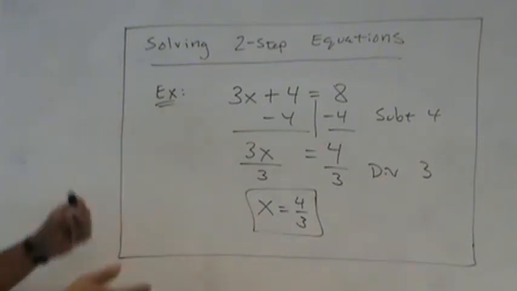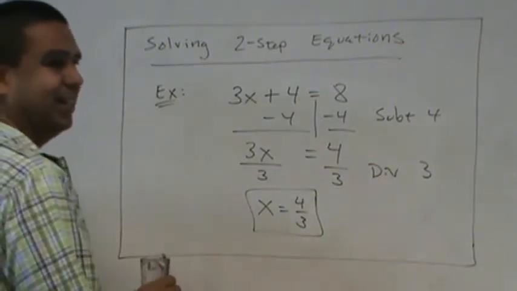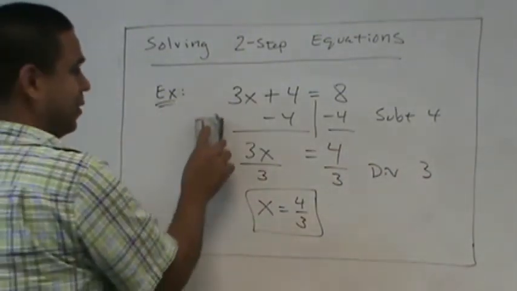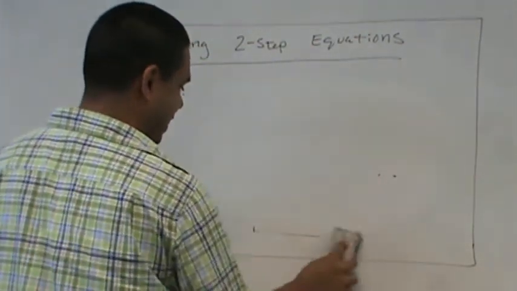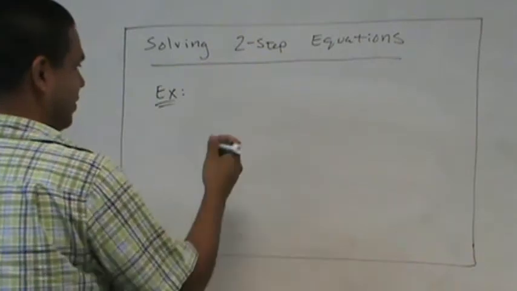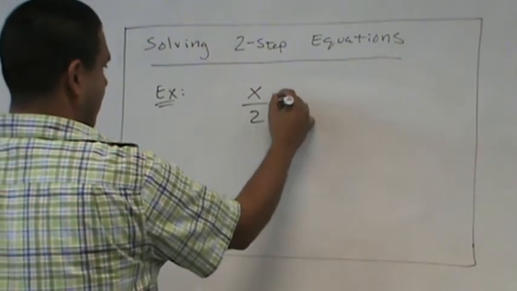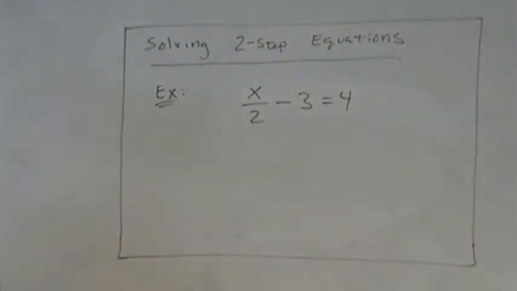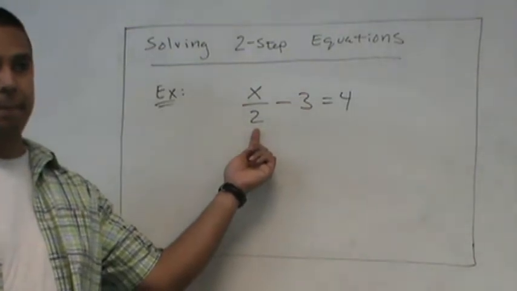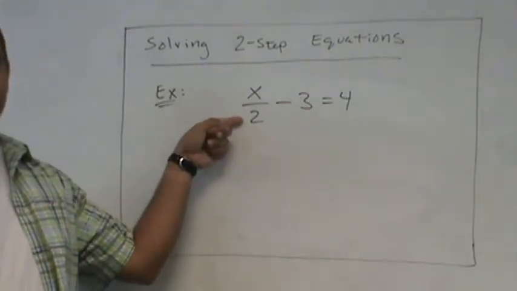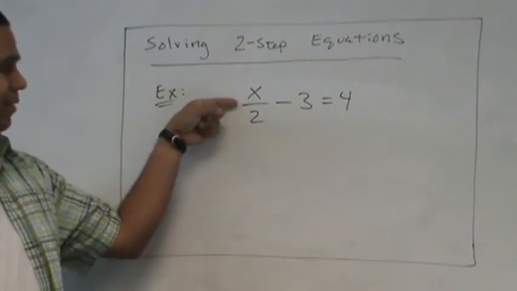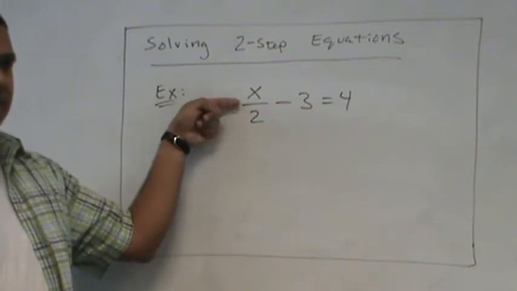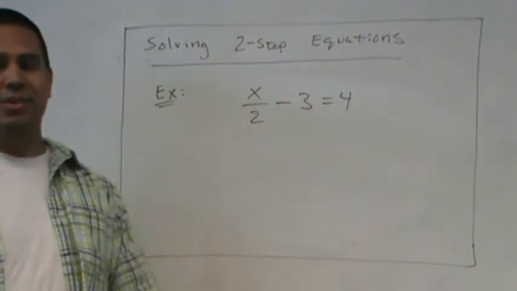All right, you say, but Mr. G, those are easy. What if we have a fraction in there? Well, if we have a fraction in there, you guys already know what to do. If I have an equation with a fraction in there, we want to get rid of this fraction. How can I eliminate that 2 right there? Right. This is a number divided by 2. So the inverse of division is multiplication.